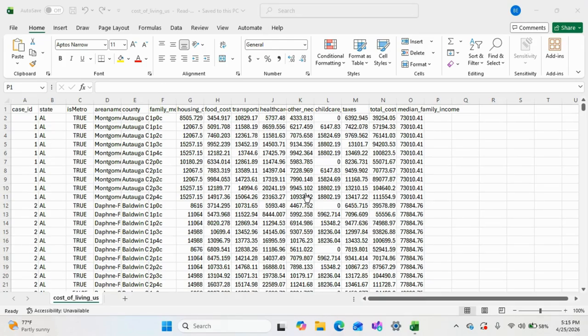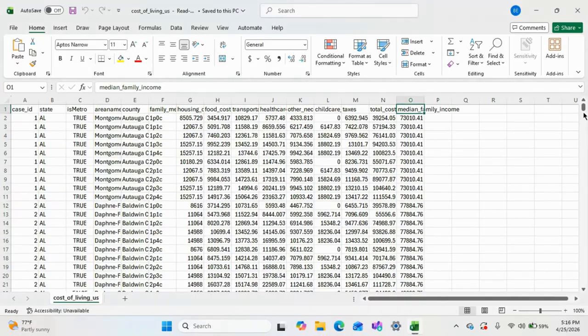So here, what I have is my data that I obtained from Kaggle. This is titled Cost of Living US, in which it shows the case ID, which goes per county, starts with state, if it's a metropolitan city or not, the area name, the county, family member, has housing costs, food costs, transportation costs, healthcare costs, other necessities, childcare costs, taxes, total cost, median family income.